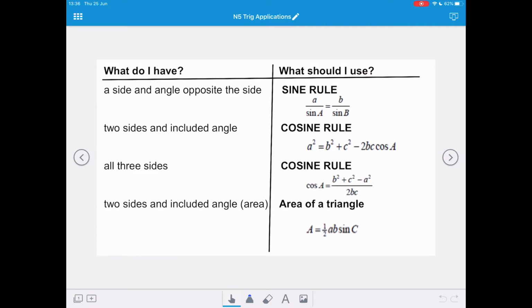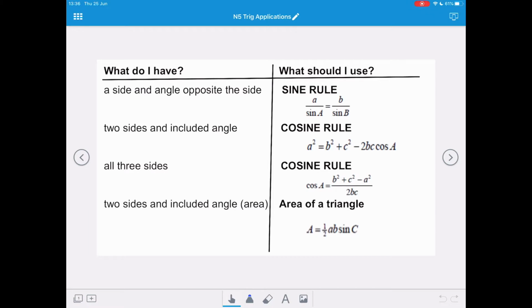with the side over the sine of that opposite angle to work out a missing side, and inverted to work out a missing angle. If you have two sides and the included angle, and you want to work out a missing side, then you're going to use the cosine rule, which is a squared equals b squared plus c squared minus 2bc times the cosine of the angle.